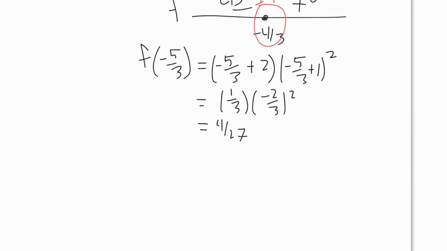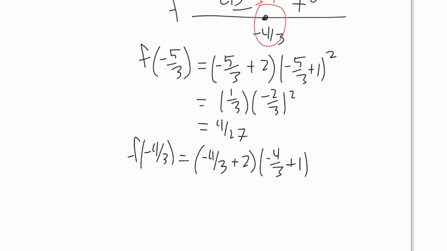All right, let's do f of -4/3. Again, I encourage you to pause the video and see what you get. All right, hopefully you got the following: (-4/3 + 2) times (-4/3 + 1) squared. That will give us 2/3 here, and (-1/3) squared here, which works out to 2/27.